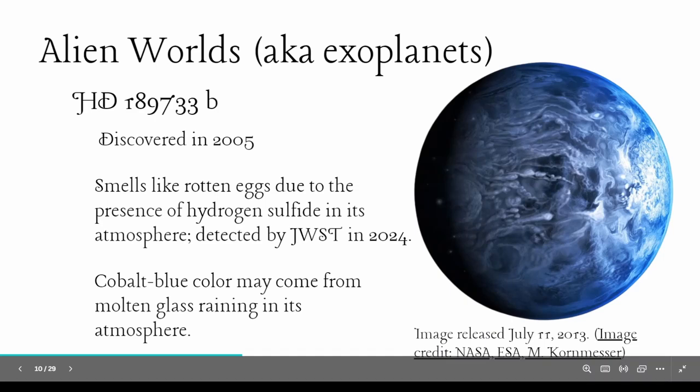So the rotten egg smell is due to the presence of hydrogen sulfide in its atmosphere. And the planet was discovered in 2005, but it wasn't until the James Webb Space Telescope analyzed this planet that they were able to detect this hydrogen sulfide. I'm not sure if it was detected in 2024. That's when the article was written. And James Webb Telescope just got up there. It's only been in orbit, I think, for a few years. But it would have been relatively recently that they discovered this hydrogen sulfide. So that's why scientists say that it probably smells like rotten eggs. And they think that this cobalt blue color comes from molten glass in its atmosphere.